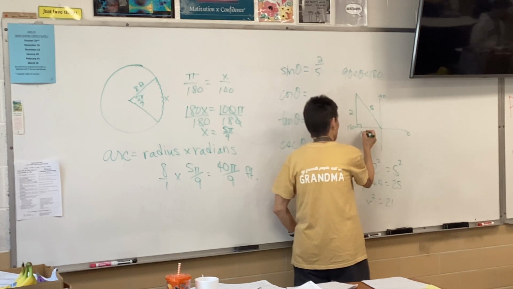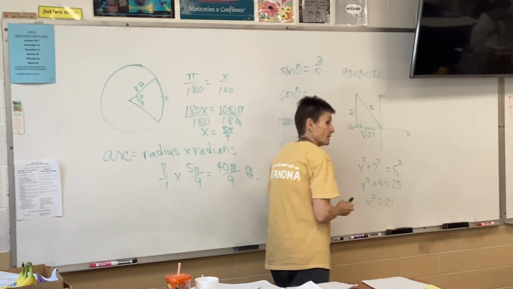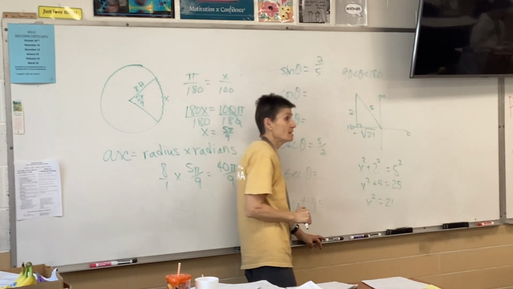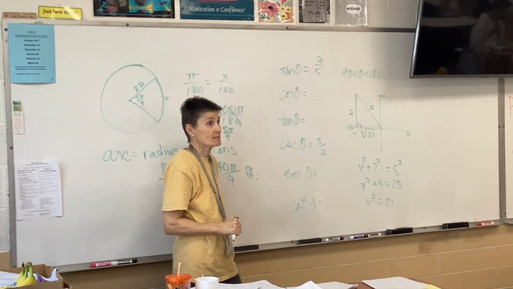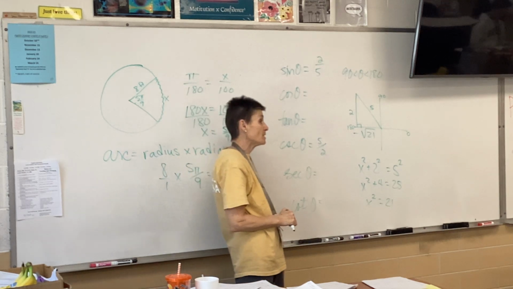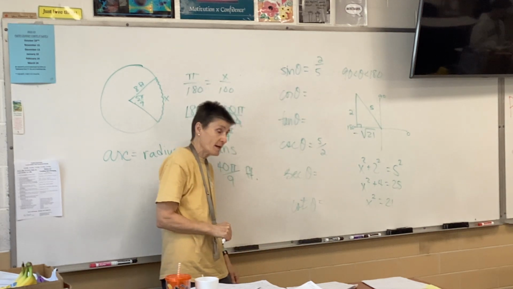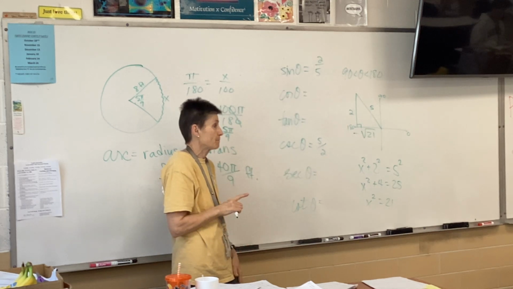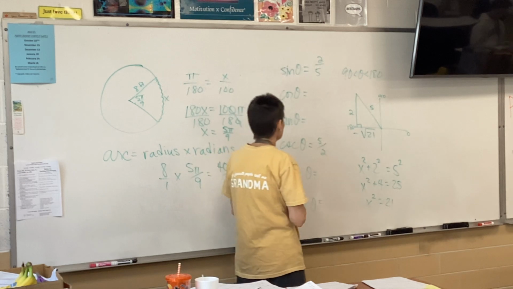Did you get the square root of 21? Negative. Negative, very good. Did you pick up on that? It has to be negative because it's not in quadrant 1. As soon as you draw a picture and it is not in quadrant 1, you are going to have negative somewhere. All right, now I can do it.